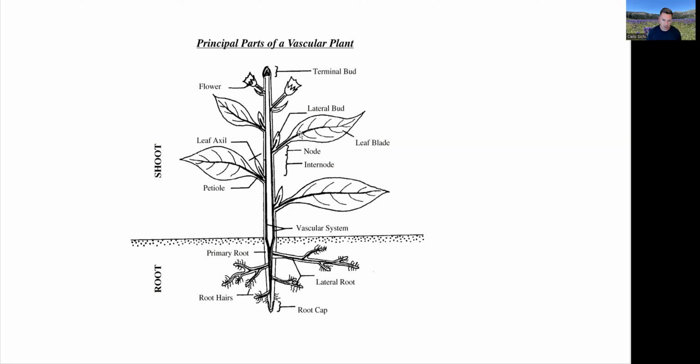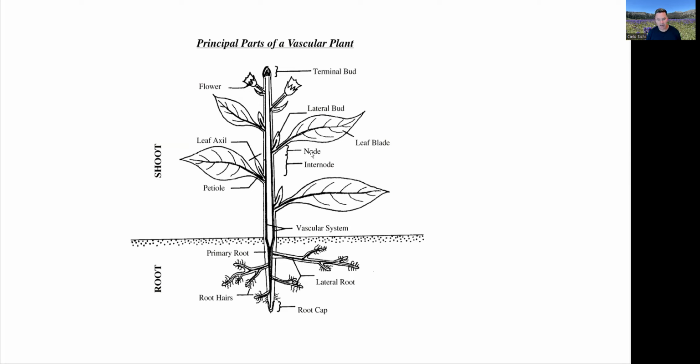So there's some characteristics of that leaf blade. There might be characteristics of the lateral bud. There might be a characteristic of the leaf axil. So the leaf axil, again, is an angle, and some plants hold their leaves almost perpendicular to the main stem. Some plants hold their leaves at a really, really acute angle to the main stem. So the leaf axil is an angular measurement.